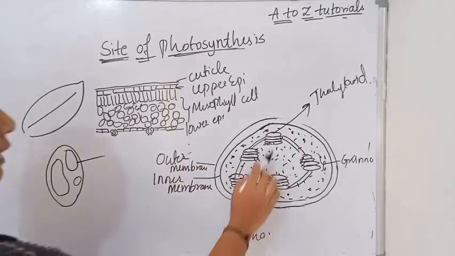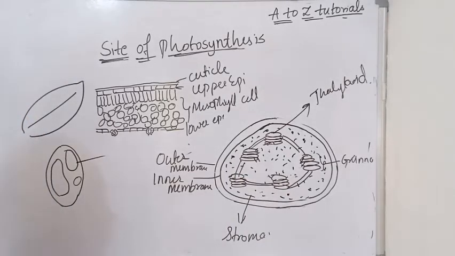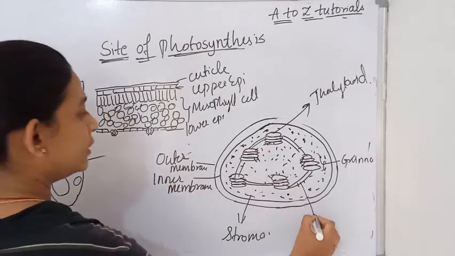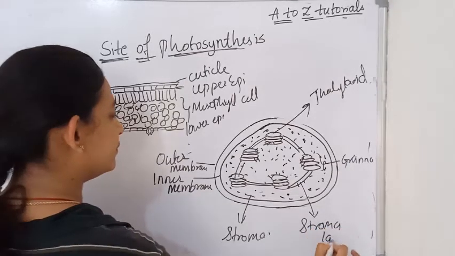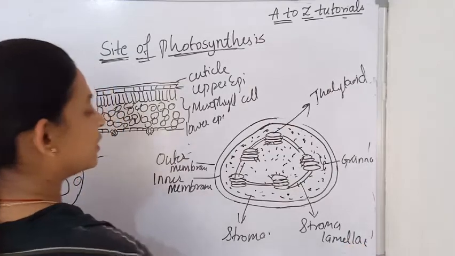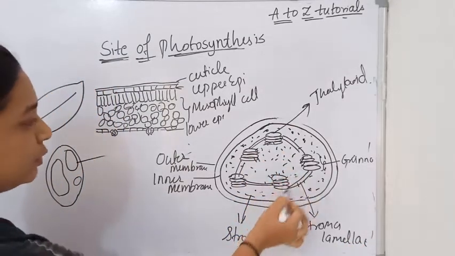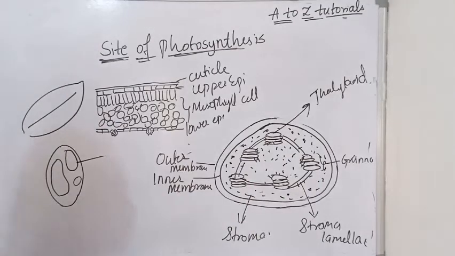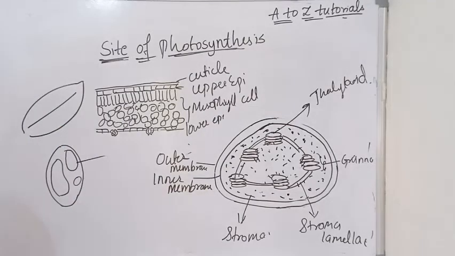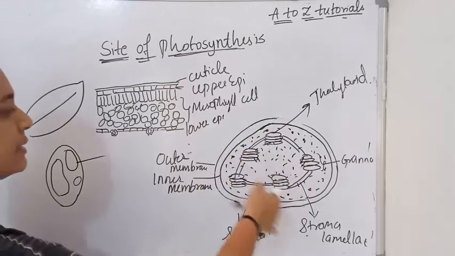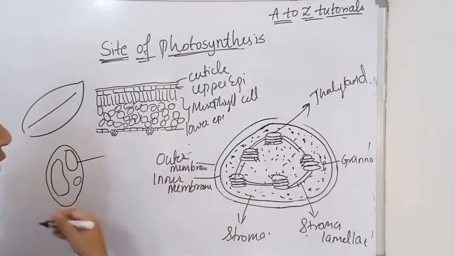Okay, then these grana are connected together by a substance called the stroma lamellae. These are connected together by a lamella called as what? The stroma lamellae. Okay, in the sense they are interconnected by a structure which we call as what? The stroma lamellae.